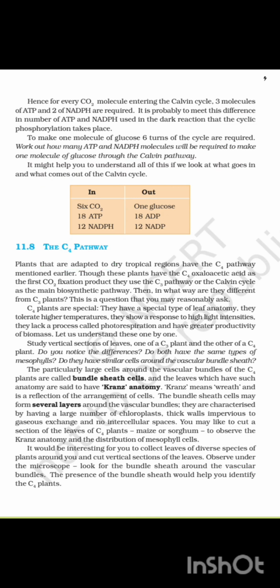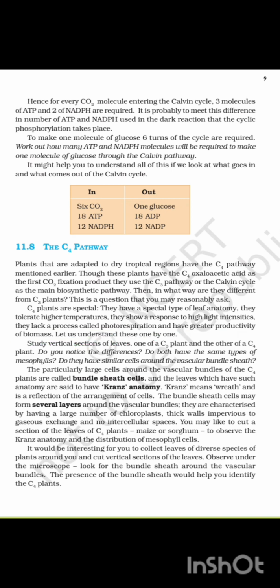11.8 The C4 pathway. Plants that are adapted to dry tropical regions have the C4 pathway mentioned earlier. Though these plants have the C4 oxaloacetic acid as the first carbon dioxide fixation product, they use the C3 pathway or the Calvin cycle as the main biosynthetic pathway. Then in what way are they different from C3 plants? This is a question that you may reasonably ask. C4 plants are special. They have some special type of leaf anatomy. They tolerate higher temperatures. They show a response to high light intensities. They lack a process called photorespiration and have greater productivity of biomass.